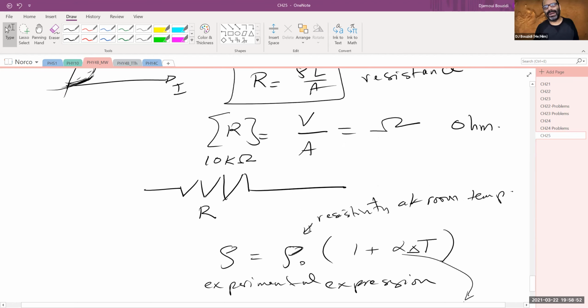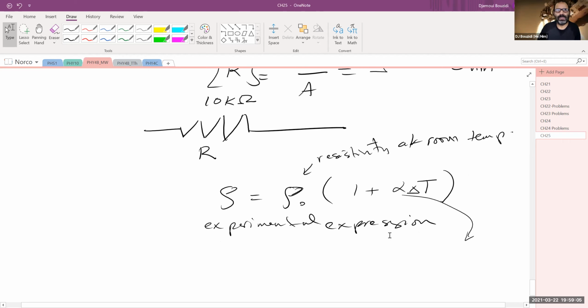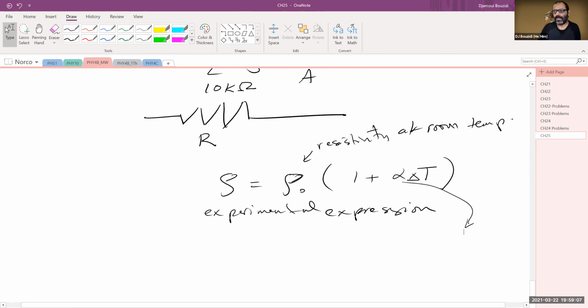Because now if I multiply this one by L and divide by A, this is R naught and this is R. By the way, the same expression is true for the resistance. So resistance will change with temperature as temperature is increasing. So this is an important result that we will need.